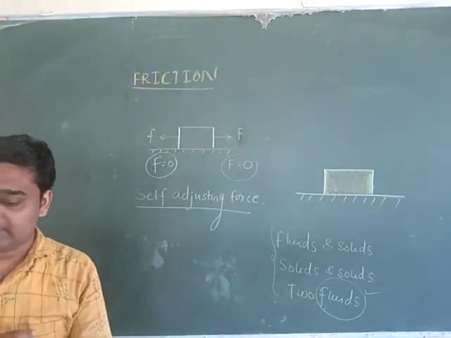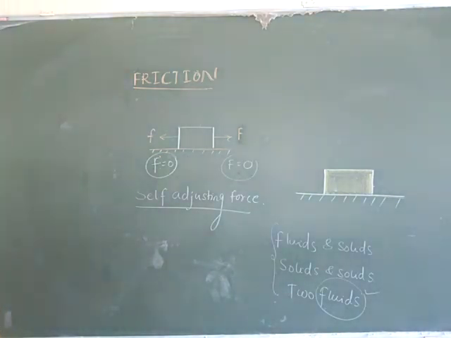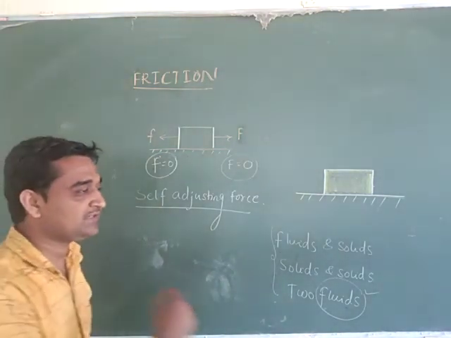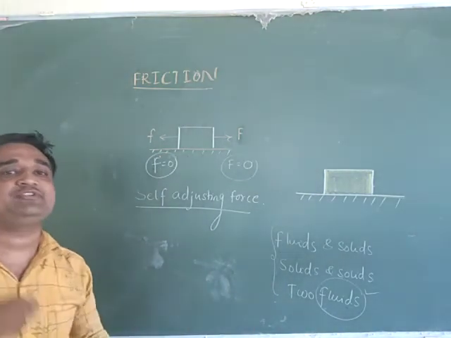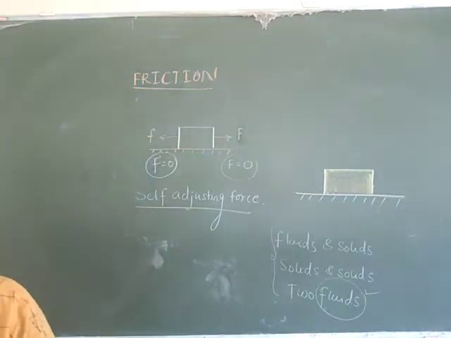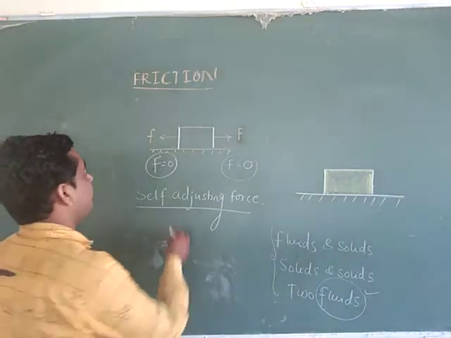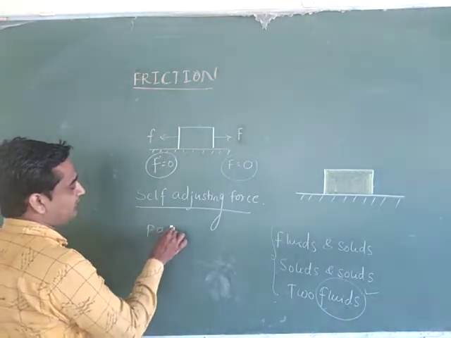And finally what happens if the force is applied in one direction? The frictional force will act in the opposite direction. That means if the force is applied in one direction, the friction acts in the opposite direction, and this frictional force is called the passive force. Frictional force is called passive force.